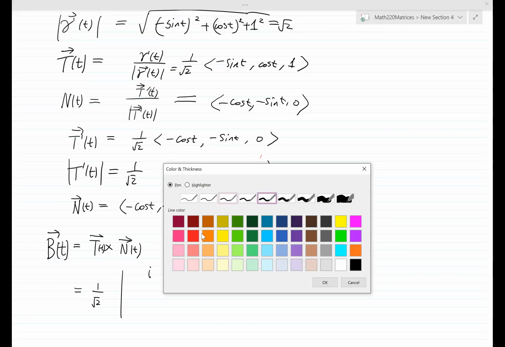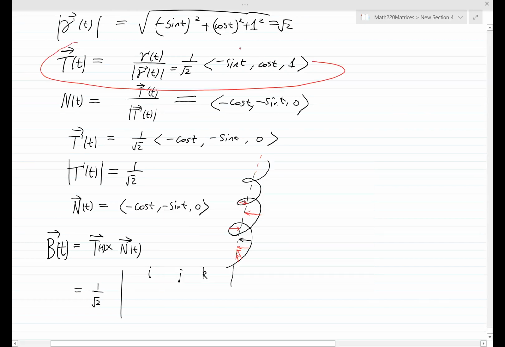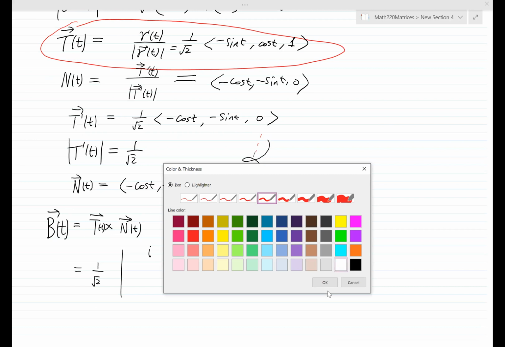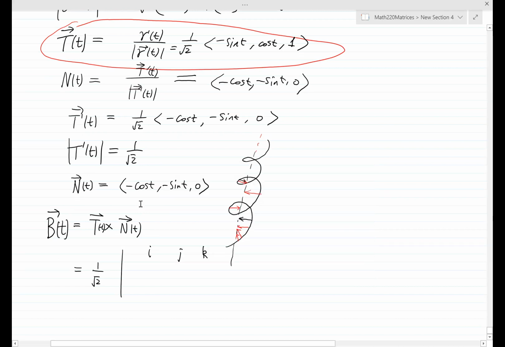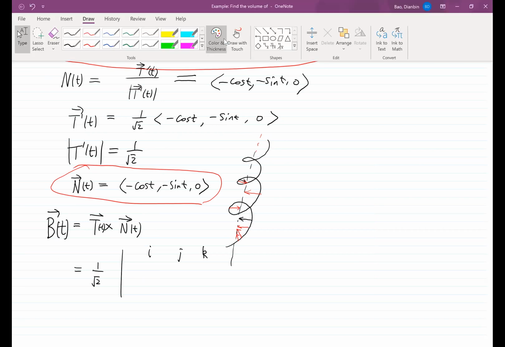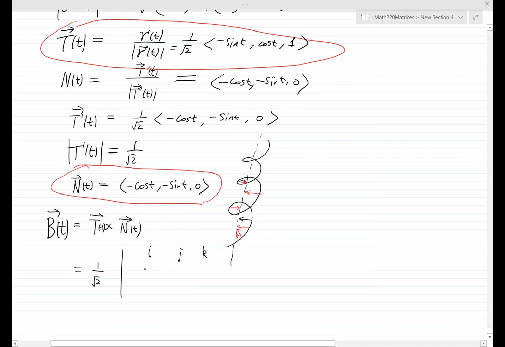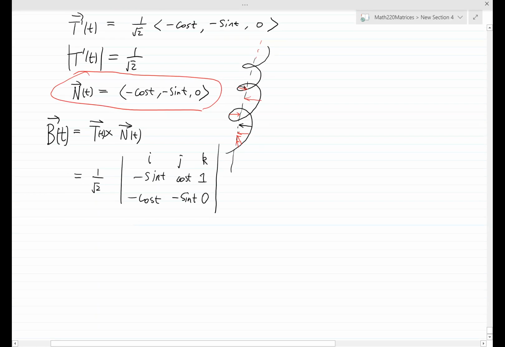Then we plug in capital T in the determinant, and plug in the normal in the determinant, to find the binormal vector. So the tangent row will be negative sine t, cosine t, 1, and the normal row will be negative cosine t, negative sine t, 0.